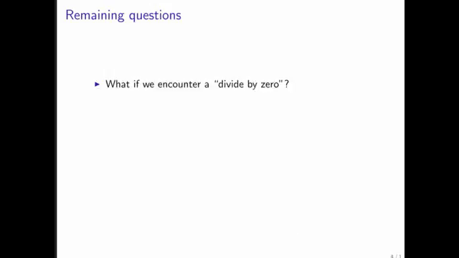What are the remaining questions? What if we encounter a divide by zero? Notice that as you are performing your LU factorization, you are taking the current diagonal element and dividing it into the elements below it in order to compute the multipliers. And there's the potential there for dividing by zero. That would not be a good thing. As a matter of fact, if you start with the matrix [0, 1; 1, 0], this would happen in the first step.